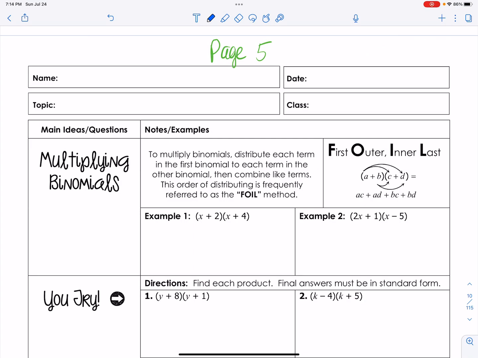All right, so the next section we're going to use quite a bit. They have a little thing called FOIL, and you'll hear a lot of teachers teach FOIL. What FOIL is: you take the first times the first, then you take the outside ones times each other, then you take the inside ones times each other, and then you take the last ones times each other. Another way I think of it is you're taking A times both of them, and then you're taking B times both of them.